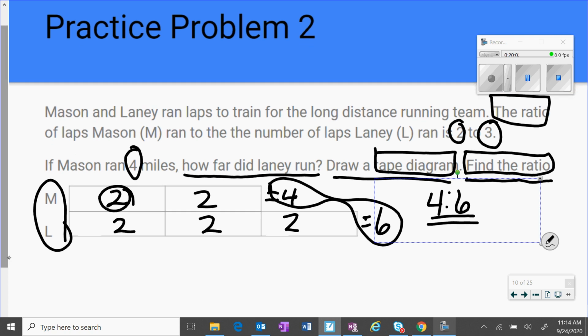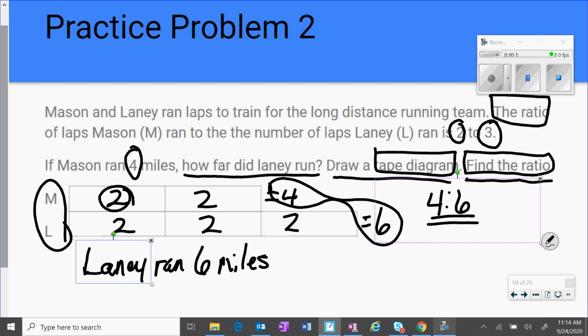Now, because we're looking at word problems, they are always answered in a full sentence. So I would write, Laney ran 6 miles. And you must include the units. If I just wrote Laney ran 6, that doesn't really tell me much, guys. So it's Laney ran 6 miles. Have we now fully answered our question?